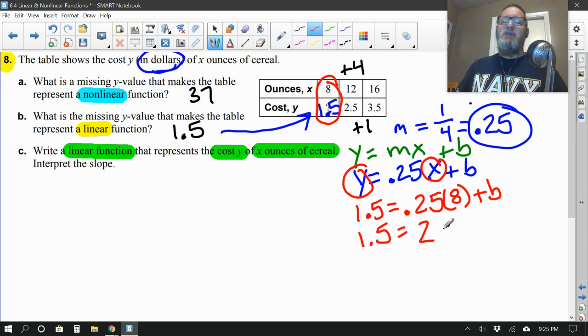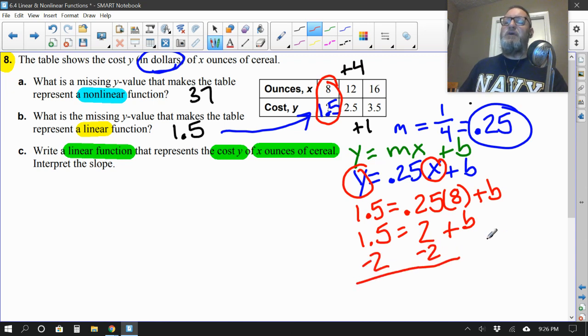So 1.5 equals, now what's 1/4 of 8? Well, that'd be 2. To make the video a little bit shorter, I'm not going to show the work for that, but if you sit down with a calculator or pen and paper, multiply 8 by 0.25, or just think 1/4 of 8, you will get 2 plus b. I need this b by itself. Right now I'm adding 2. The opposite of adding 2 is subtracting 2, so let's subtract 2 from both sides of the equation to get b by itself. So b equals 1.5 minus 2, which is negative 0.5.